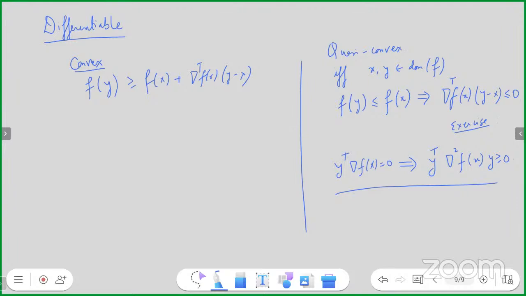Okay. So before we go on to really doing optimization, there is something interesting. You might have seen it before.